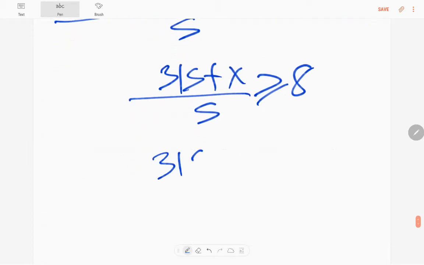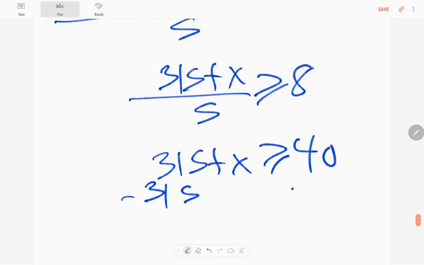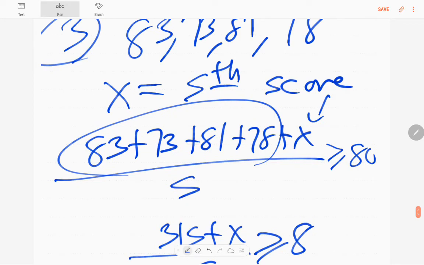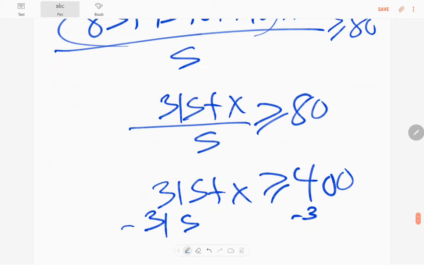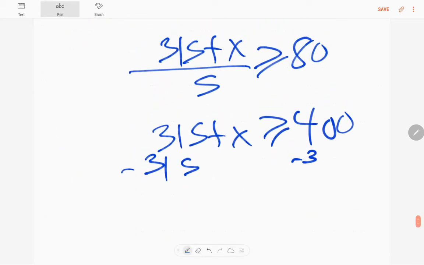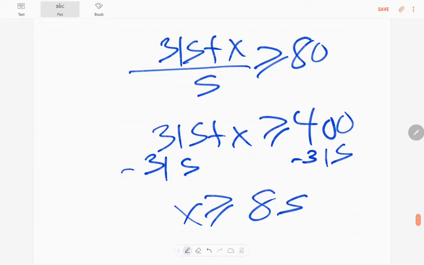Now multiply both sides by 5. It'll cancel out the 5 on the left. 80 times 5 is 400. Lastly, subtract 315. I'm sorry, that's an 80 there. So that's a 400. Now subtract 315 from both sides. And it looks like 85. So she's got to get at least an 85 to get a B.